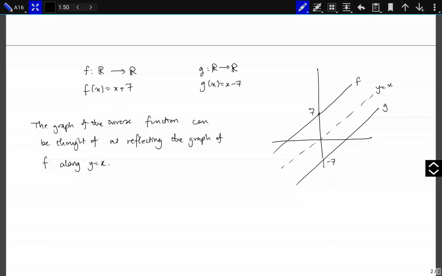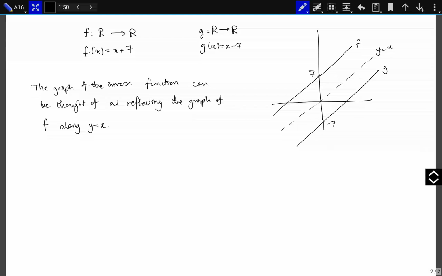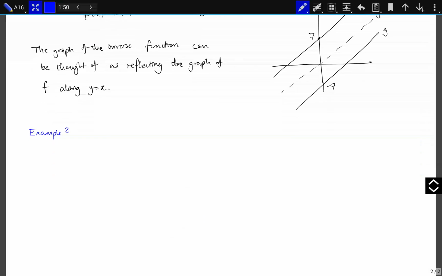So you might want to try an exponential example. So say you have an exponential and its inverse would be a log. But let me do a different example for when a function isn't invertible. So that was example 1, this is example 2.